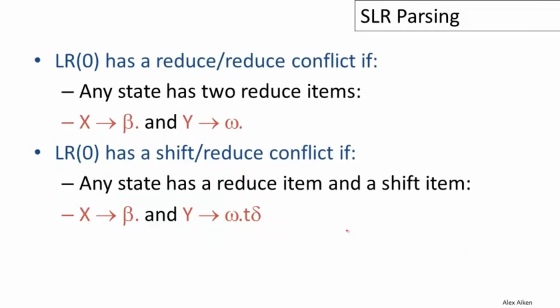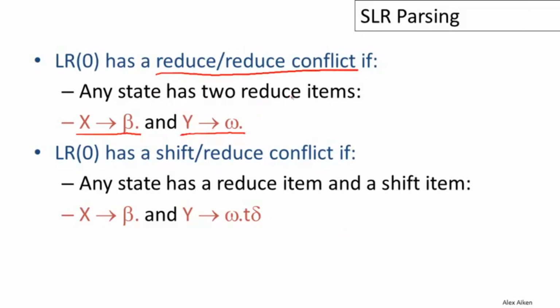Now, when does LR0 parsing get into trouble? Well, there are two possible problems it could have. It might not be able to decide between two possible reduce moves. So if any state of the DFA has two possible reductions, meaning it's seen two complete productions and it could reduce by either one, then there's not enough information to decide which reduction to perform, and the parse won't be completely deterministic. And this is called a reduce-reduce conflict.